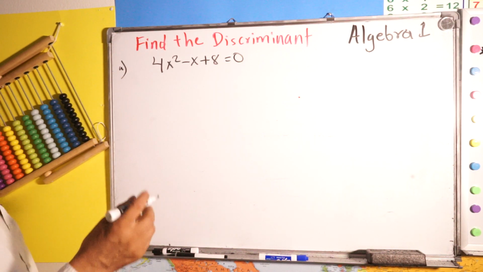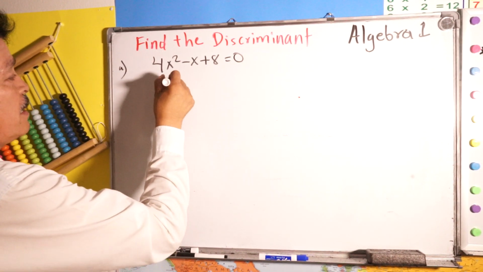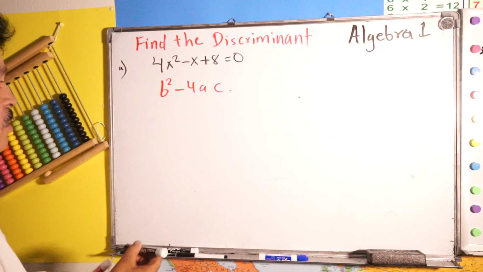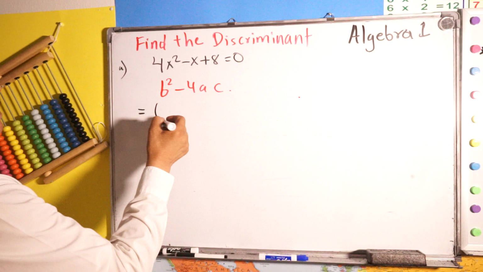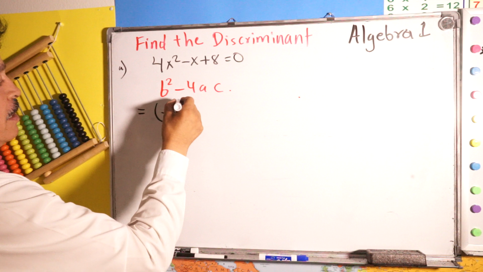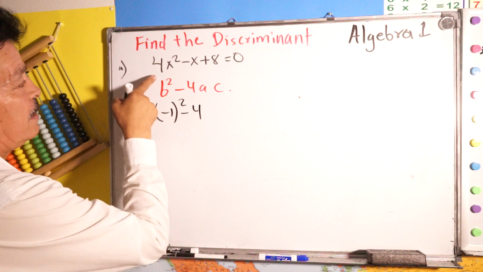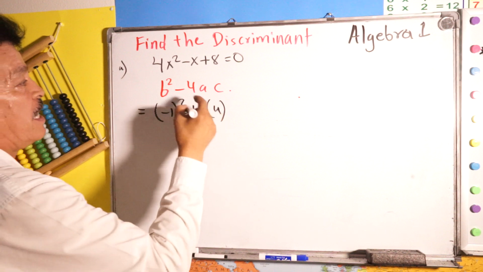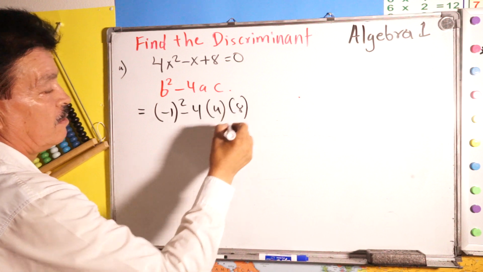The first thing, just write the formula. Remember the formula that I gave to you. The formula is b squared minus 4ac. So this is going to be equal to, here substitute, b squared, negative b to the second power, minus 4 times a, times c. All right, that's it.